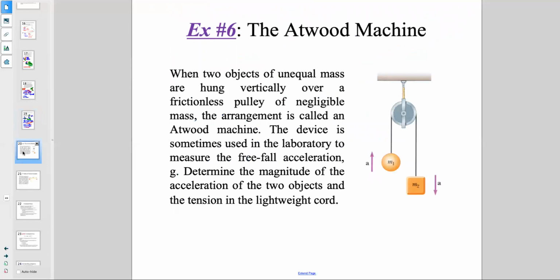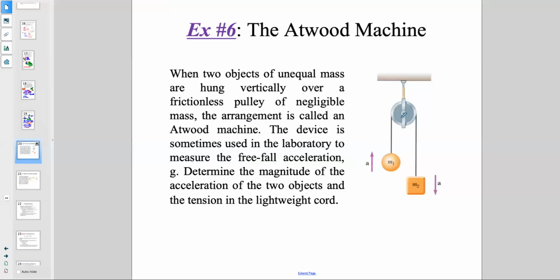Let's take a look at this example. Example number 6, the Atwood machine. When two objects of unequal mass are hanging vertically over a frictionless pulley, so this pulley is frictionless, obviously, and of a negligible mass. It is also considered to be massless. It's hypothetical, it's not real, but that's what we do in physics to understand the problem. And the arrangement is called the Atwood machine.